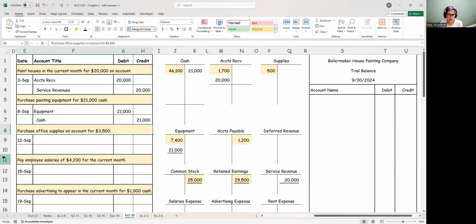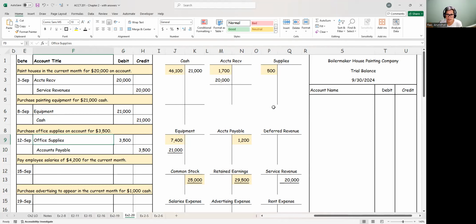The next transaction on the 12th, I purchased office supplies on account. Office supplies is an asset that increased because I purchased it. I didn't pay cash right now. I will pay it later. I know that because I see the words on account. So it's going to be accounts payable credit. The word payable tells me it's a liability. I'm liable to pay. I have to pay. And that amount is $3,500. Office supplies debit, accounts payable credit.